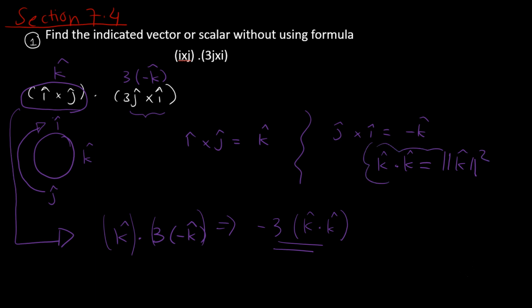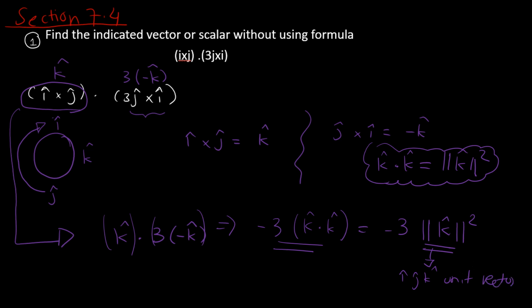So just remember this property. This is very important. Here we have negative 3 times the magnitude of k hat squared. Do you remember that i hat, j hat, and k hat are unit vectors? And what is the magnitude of unit vectors? Yes, you're right. It's 1.